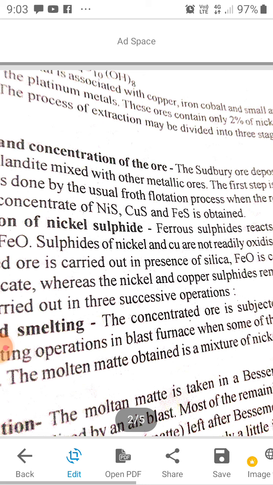Second is production of nickel sulfide. Ferrous sulfides react with oxygen readily to produce ferrous oxides, leaving sulfides of nickel and copper. Roasting and smelting. The concentrated ore is subjected to a series of roasting and melting operations in a blast furnace, when some of the iron is removed as ferrous silicates.